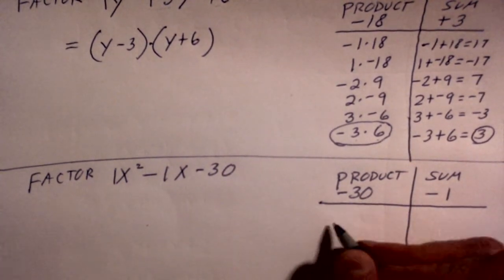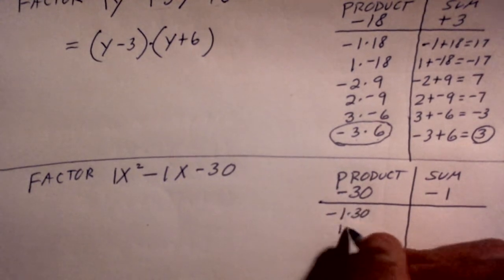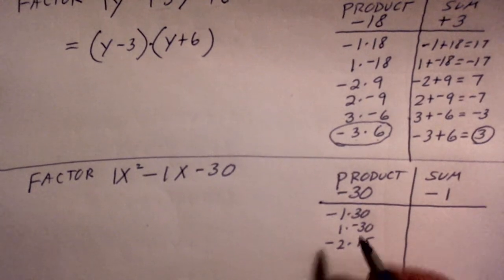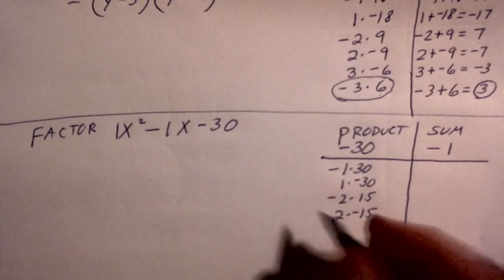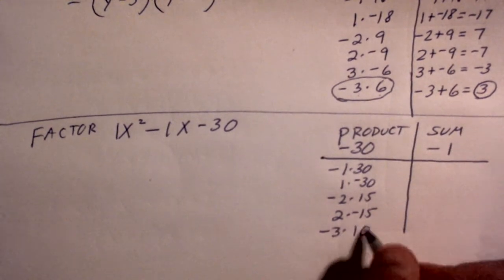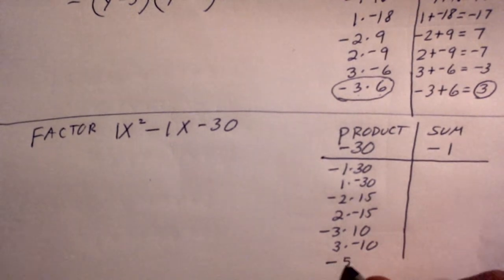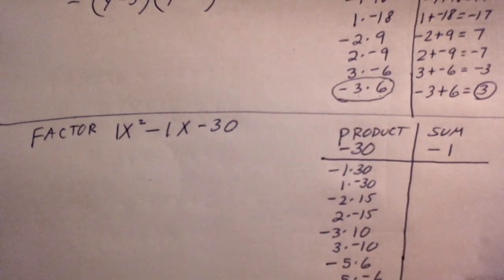So the search is on. So this lists factors of negative 30: negative 1 and 30, or 1 and negative 30, negative 2 and 15, or 2 and negative 15, negative 3 and 10, or 3 and negative 10, negative 5 and 6, or 5 and negative 6. So here's all the factors of negative 30.